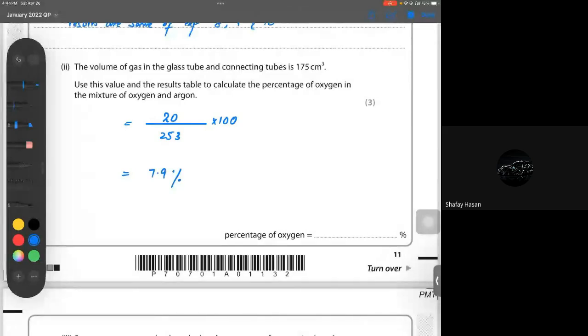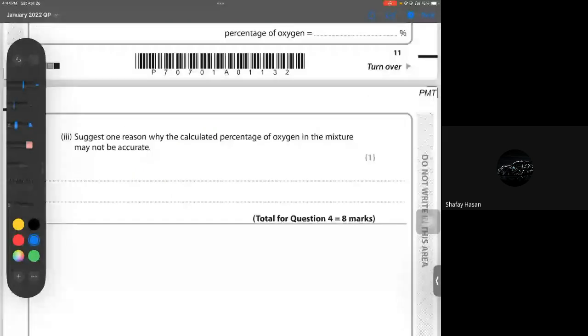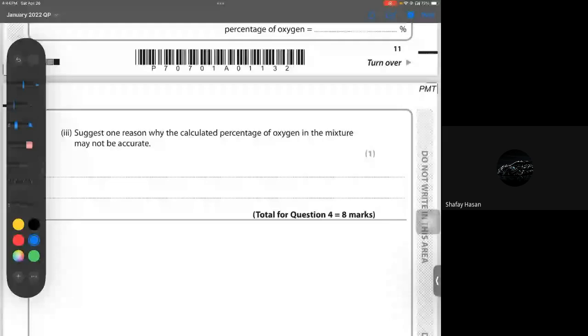7.9%. Okay, suggest one reason the calculated percentage of oxygen in the mixture may not be accurate. Remember, this was the apparatus. When the answer is not accurate, it means that there is some leakage in the apparatus. So of course, when there is a leakage in the apparatus, the temperature would not be the same.